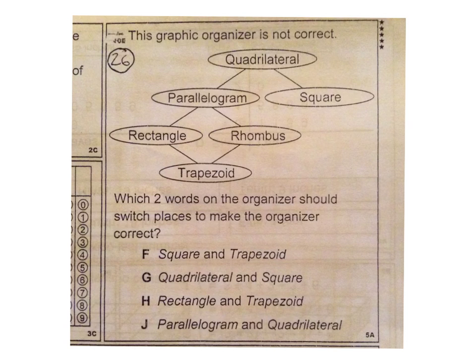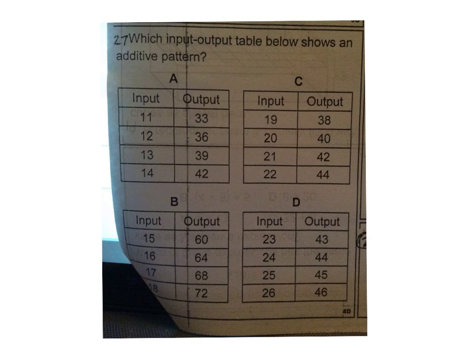F is square and trapezoid. G is quadrilateral and square. H is rectangle and trapezoid. And J is parallelogram and quadrilateral. Number 27. Which input-output table below shows an additive pattern? So you're looking for a rule that you would add.